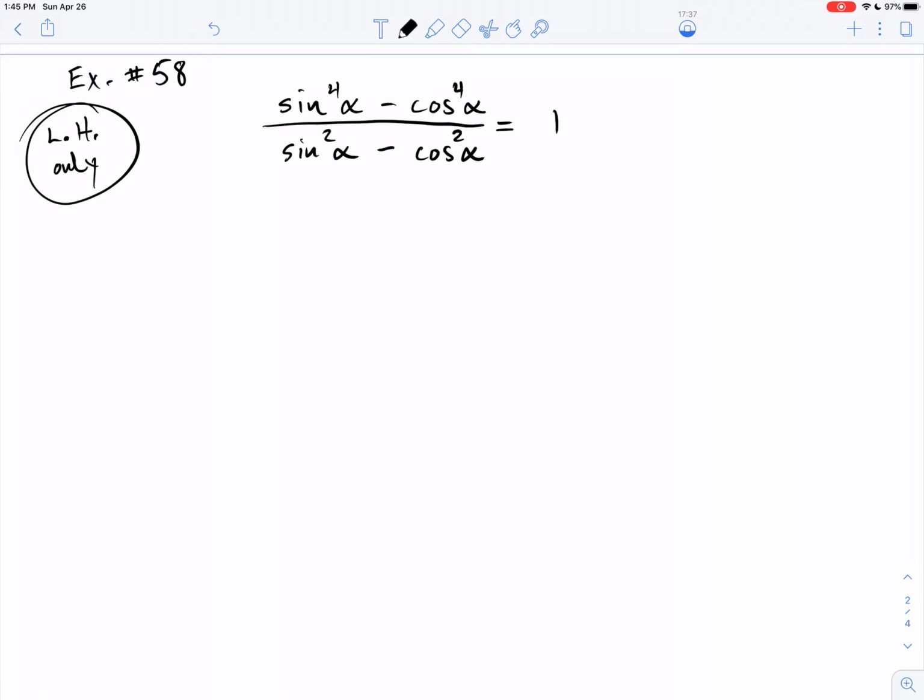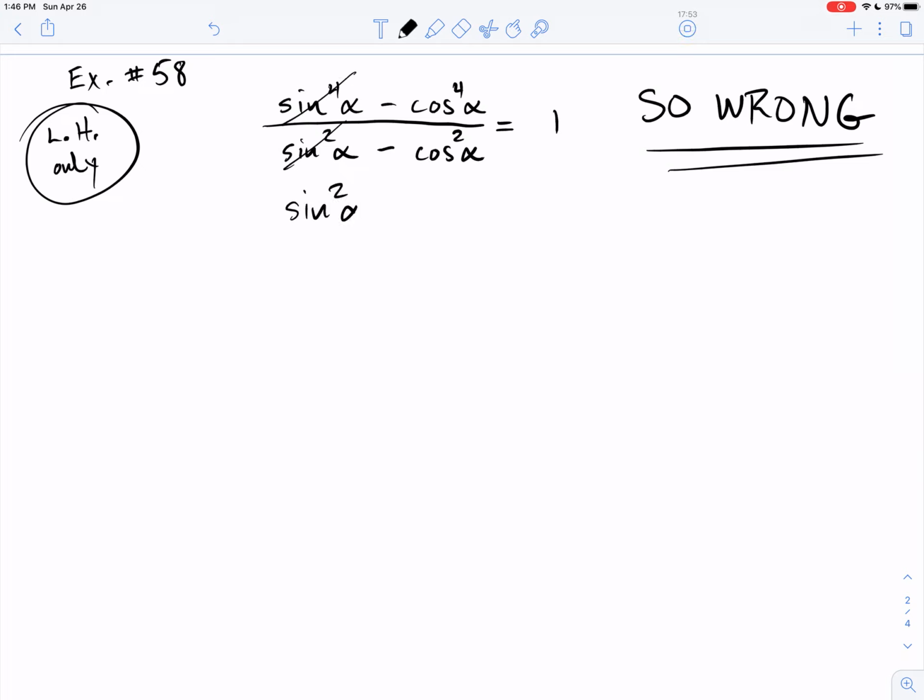Here's what I don't want you to do. What I'm about to do is so wrong. Don't do this. Somebody's going to do this and it's going to hurt. Hey, I'm going to do that. That's just sine squared alpha. Hey, I'm going to do that. That's minus cosine squared alpha. No, it's not. The original top part was a binomial, and the original bottom part was a binomial. They don't match exactly. You don't get to do that. Don't do that.